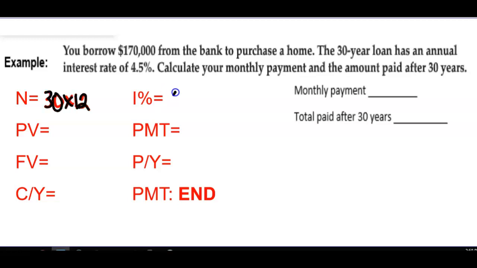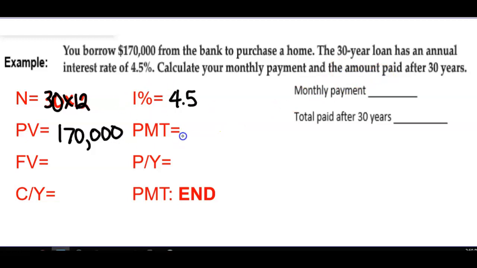The interest is 4.5 and we don't move anything over. The present value of the loan, we have borrowed $170,000. We can put it in as positive or negative. The opposite sign will be on our payment. So if we put this as positive, this is going to come out negative. It's just a sign to indicate one way is the money going in, one way is coming out. It doesn't matter. You don't indicate the sign when you write your answer over here.